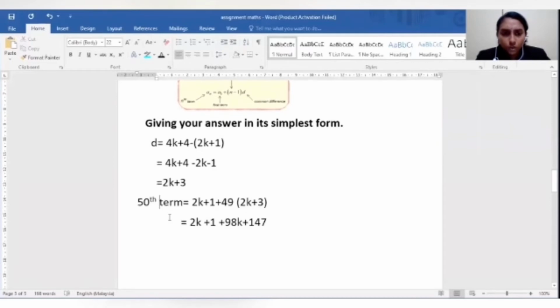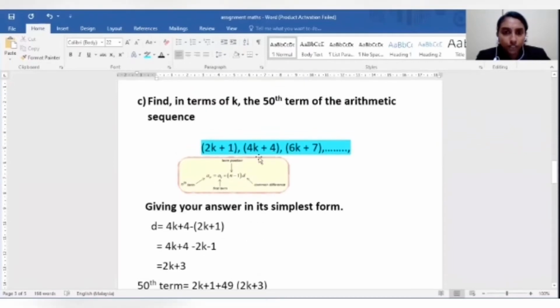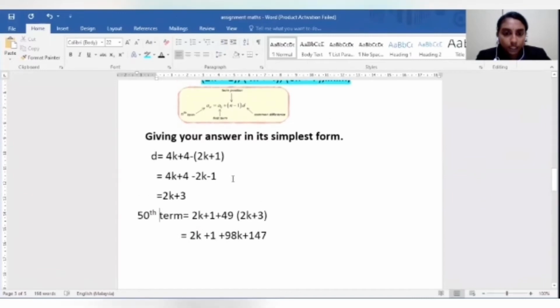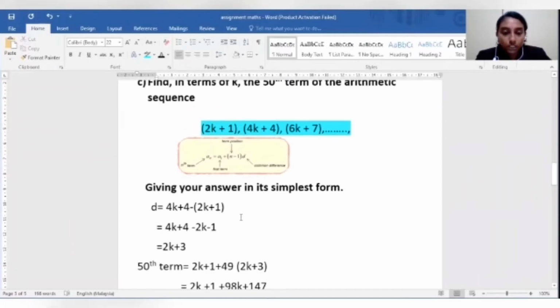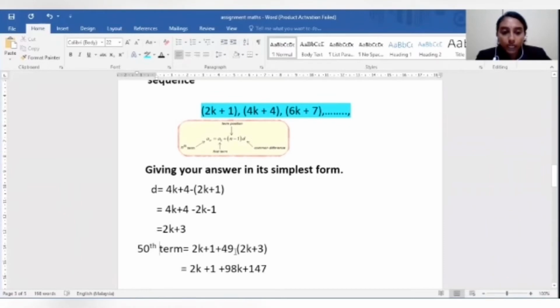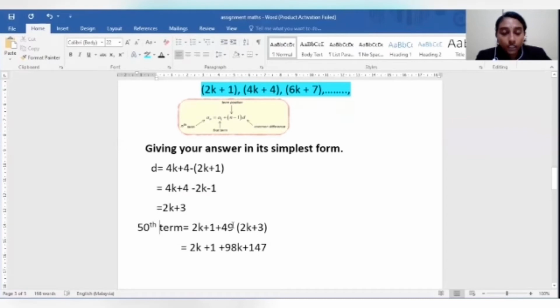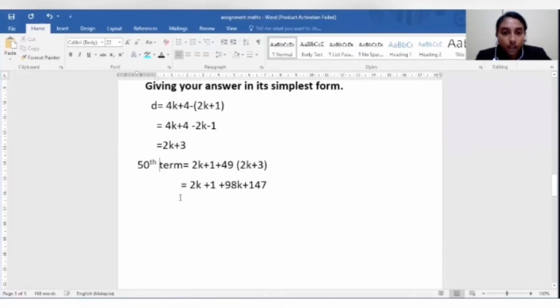After we identify the common difference, which is 2k plus 3, it's very easy to identify the fifth term. In this question, they already mentioned the fifth term, so we put it in front, and then we just follow the formula, which is 2k plus 1, because that's the first term, and then plus 49. Why do I put 49? Because n negative 1, our n is 50 negative 1, 49. And then the last is the common difference, which is 2k plus 3. So if we calculate this, we will get like this, and then the last answer we will get 100k plus 148.